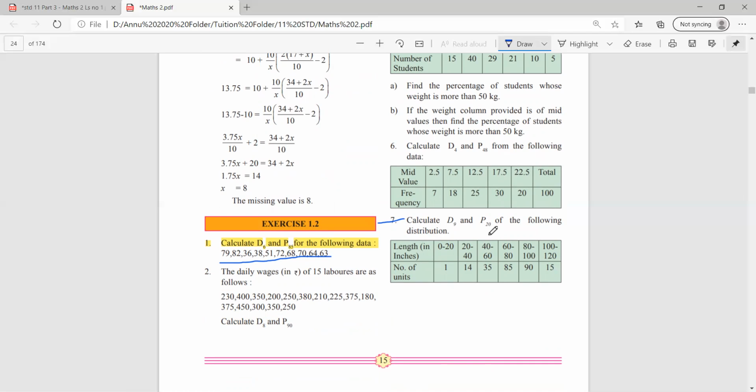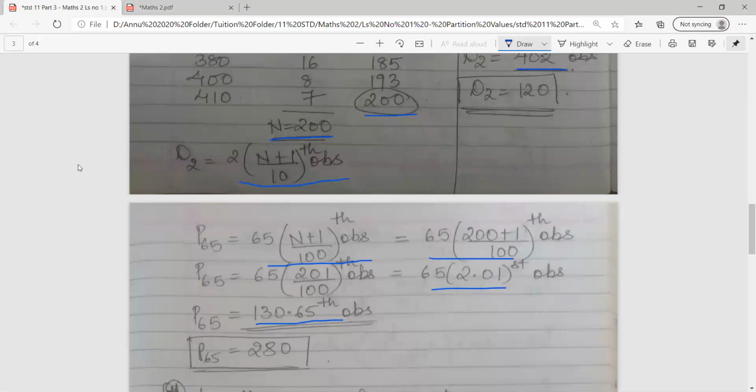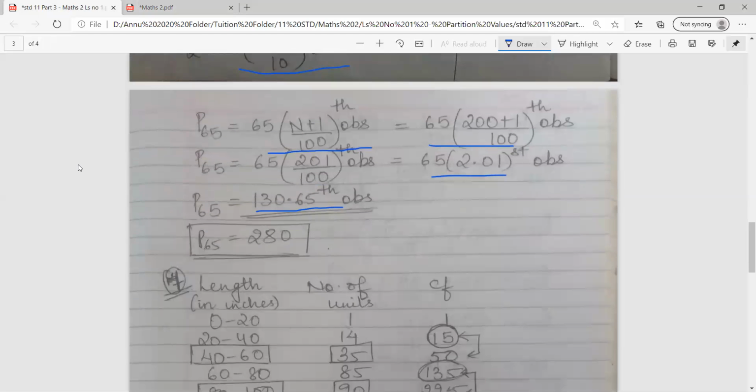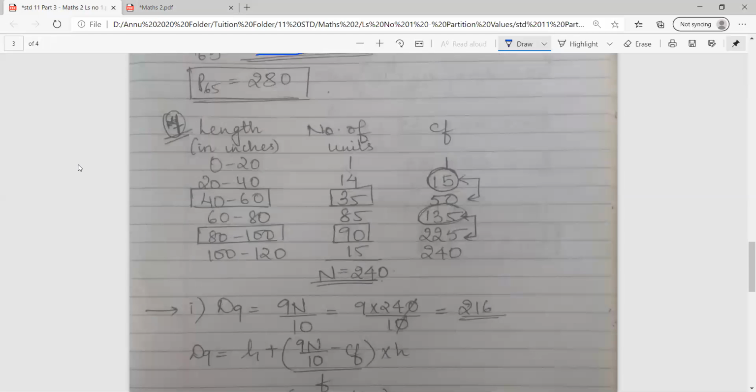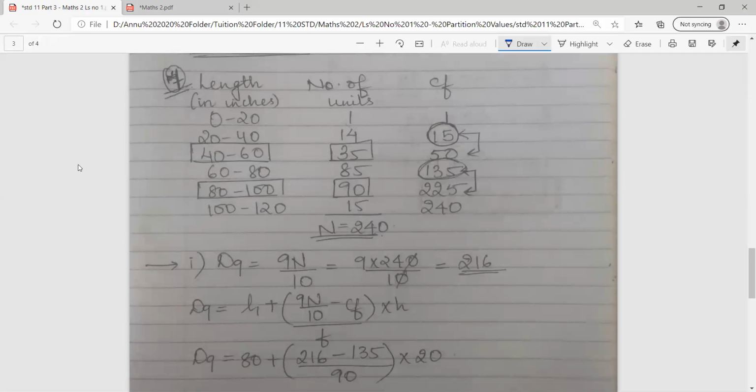Calculate D9 and P20 for the following distribution. Now can you all tell me which type of data is this, class? Correct. This is none other than grouped data. So remember the logic which I had taught you all. First you will make the CF column and the formulas will be Chotu and Badu, small and big. If you are not following, please refer to the previous videos, then you'll understand what I'm talking about.